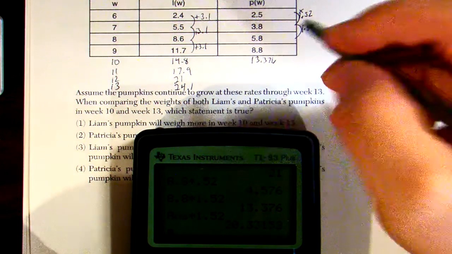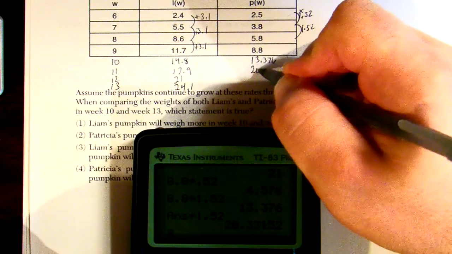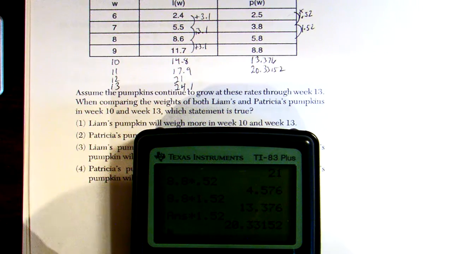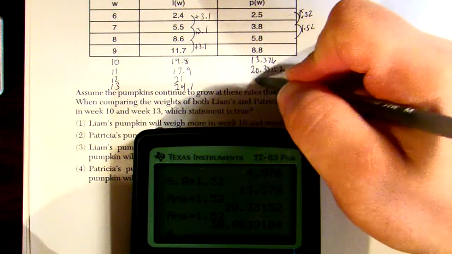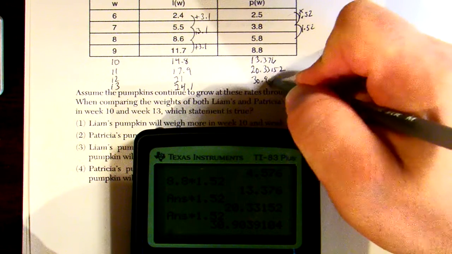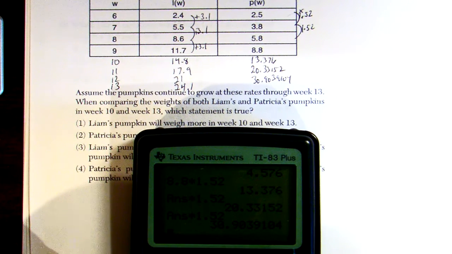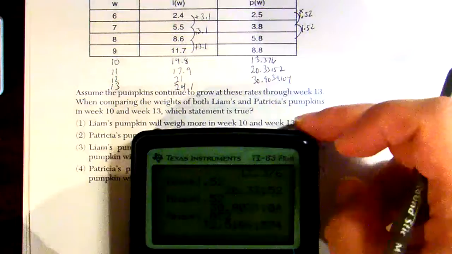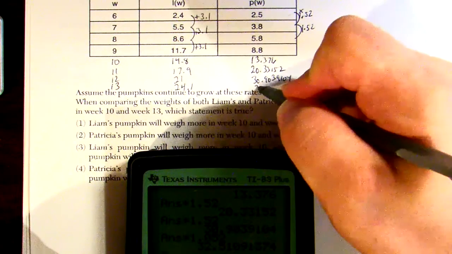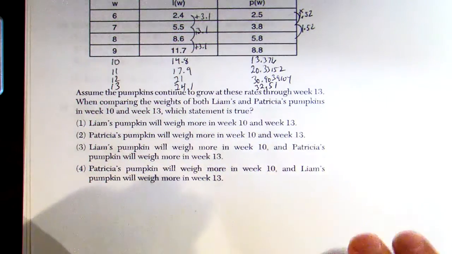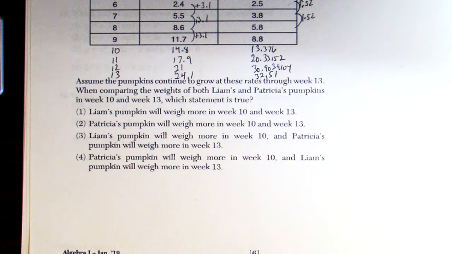Do it again. 1.52. We're at 20.33152. Do it again. Okay, now we're at 30.9039104. And then the last one, we are now at 32.5. I'm just going to round 32.51. Okay? So now, if you look at the choices, which one's going to make sense here?